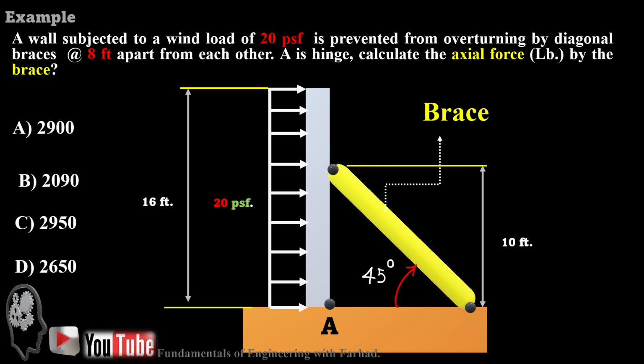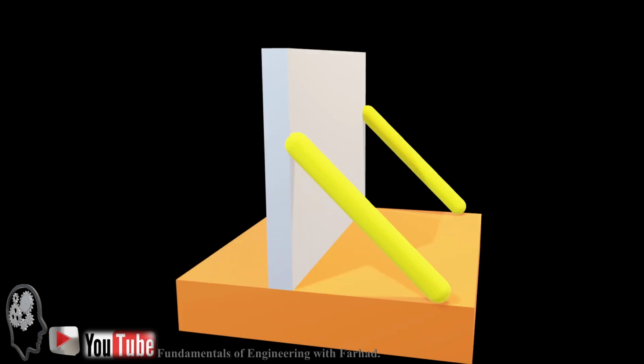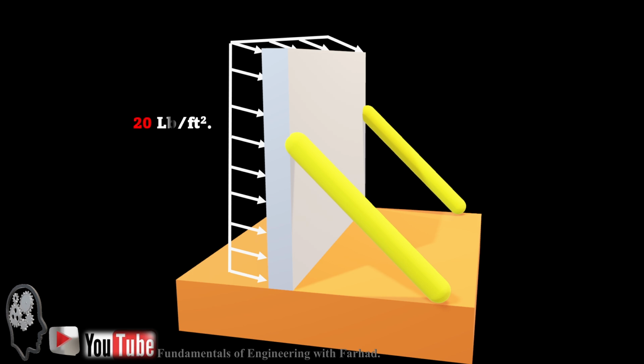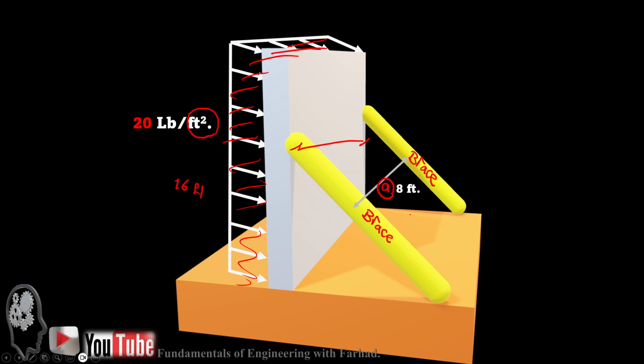So let's look at the problem in 3D to observe it much more easily. This is now the 20 pounds per square foot, because this is the area. In the problem statement we have pounds over square feet, but we couldn't see that area. This is the area, which is 16 feet in height and 8 feet in width, the distance between two braces, because they are 8 feet apart from each other.